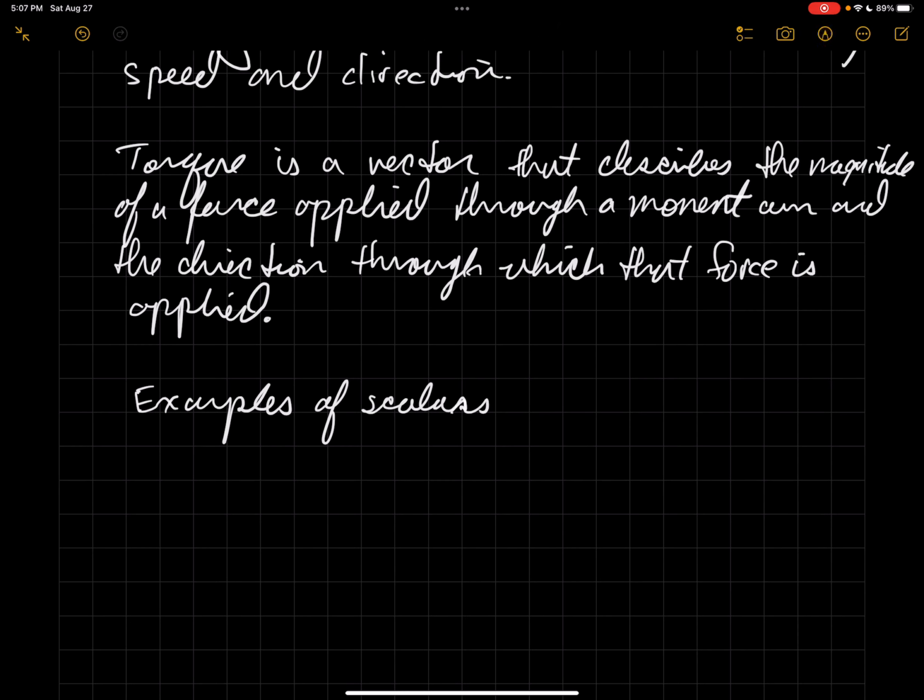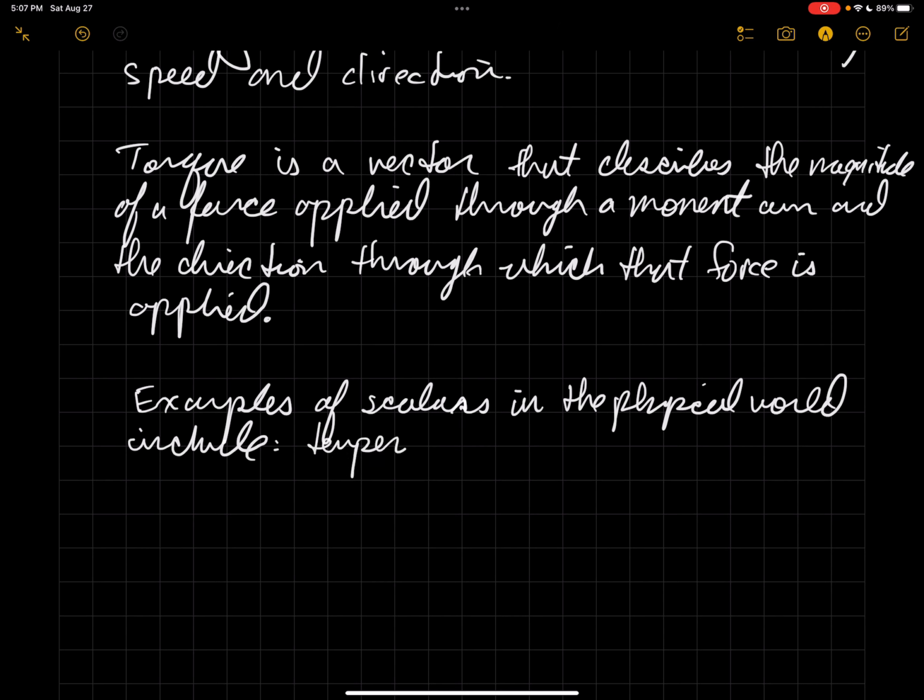So examples of scalars in the physical world include things like the one example that we've already used, temperature. And we often use the letter T to indicate temperature, but not to be confused with the scalar magnitude of torque, which is also T. We'll talk about that in just a moment.